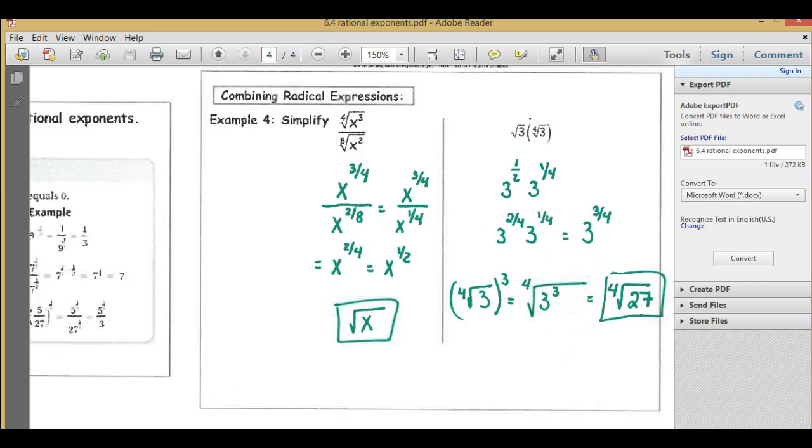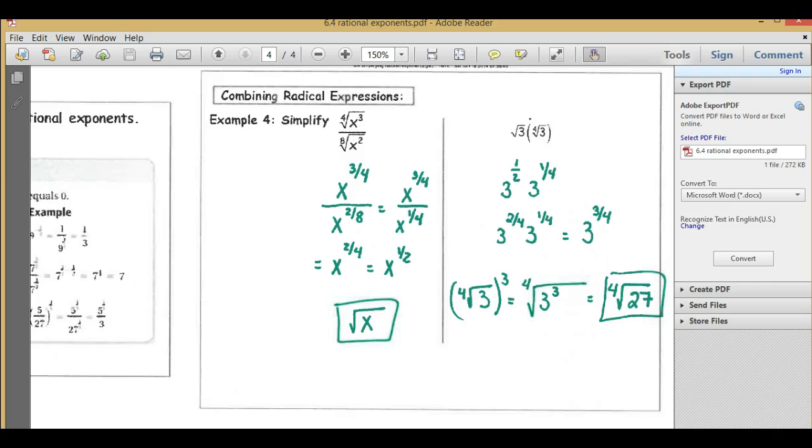Well, now, who remembers what to do with our exponents if we're dividing? Remember, we subtract. Well, in order to subtract, they have to be the same denominator. Ah, they do. It looks great. So 3/4 minus 1/4 is 2/4. Well, I can reduce that, so I get x to the half.